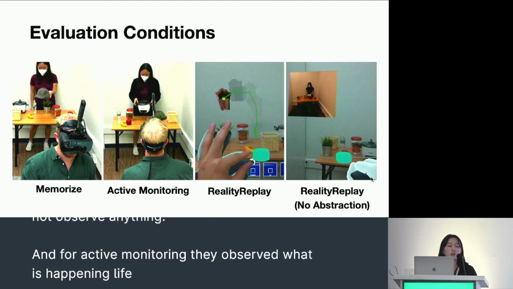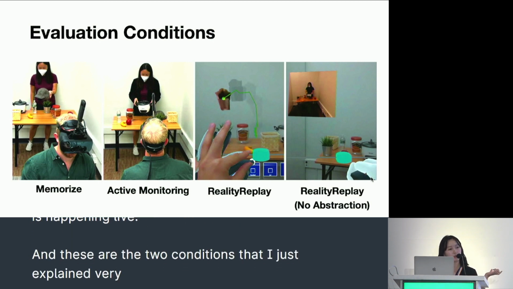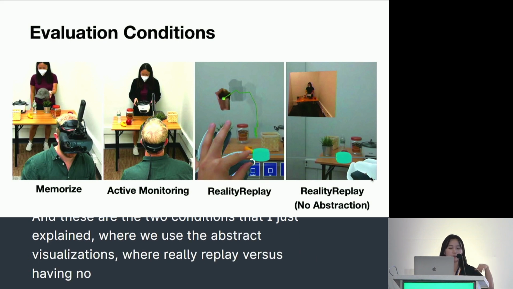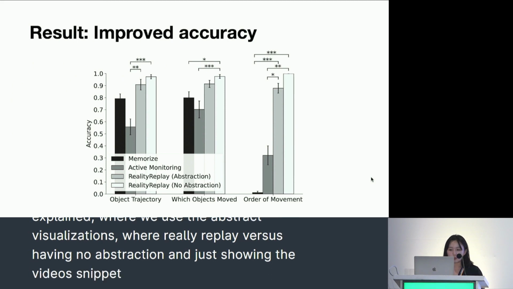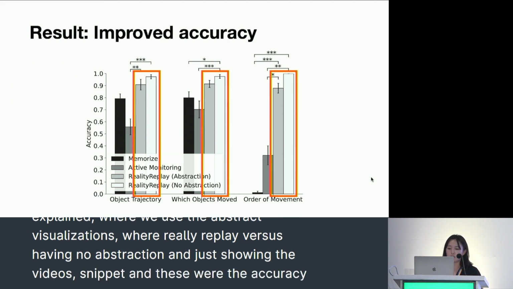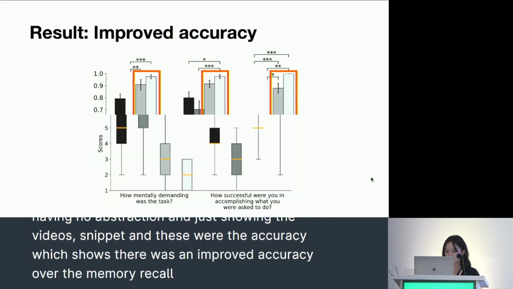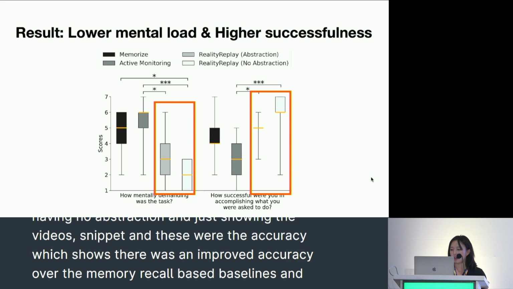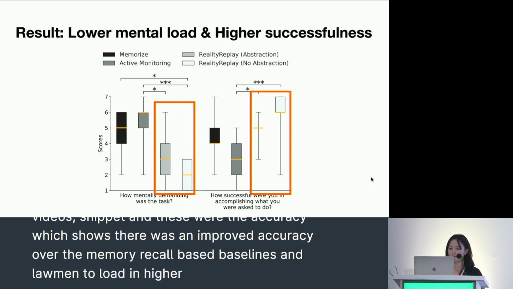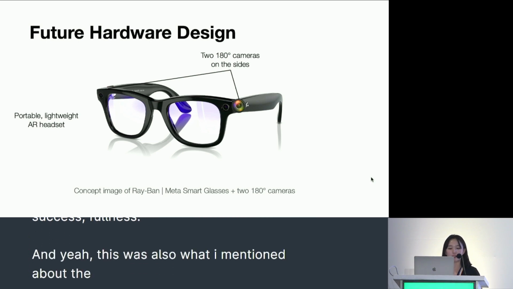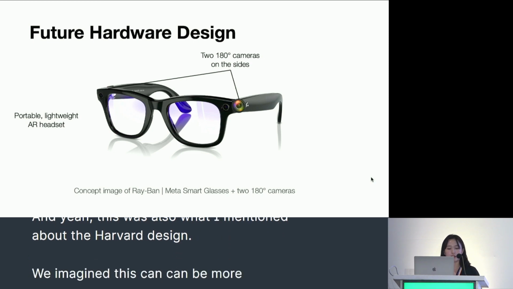And these are the two conditions that I just explained, where we use the abstract visualization for RealityReplay versus having no abstraction and just showing the video snippet. These were the results: the accuracy shows there was an improved accuracy over the memory recall-based baselines, and lower mental load and higher feeling of successfulness. And this was also what I mentioned about the hardware design. We imagine this can be a more portable, lightweight AR glasses form factor.